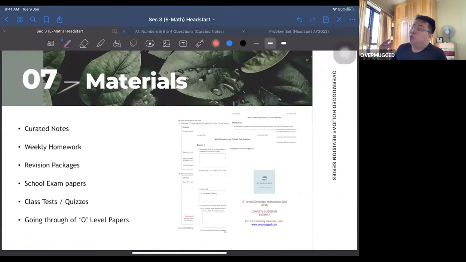These are the materials that you will be getting if you become my students. So you will get school papers, homework, revision packages, the curated notes. Later I'll touch a little bit on what that is. I'll go through the O-level papers with you. I will cover the syllabus required that you need for your mid-years, end of years, and everything that you need for your exams.